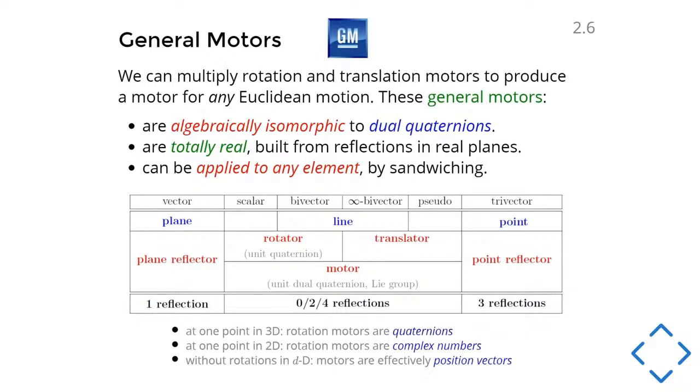But dual quaternions as motors are not mystically complex dimensional things that occur from somewhere that were given to us by mathematics. No, we've seen that they are just repeated reflections in planes, in an even number of planes if you have a motor. And moreover, our representation of the motions is not totally disjunct from our representation of the things that we'd like to move, because we can apply them to any element by sandwiching. And there are indeed some special cases. If you're at one point in 3D, then you get quaternions. If you're at one point in 2D, then they are the same as complex numbers. If you are without rotations in n dimensions, then you have something that is like position vectors. All of these things are totally integrated and recognizable.